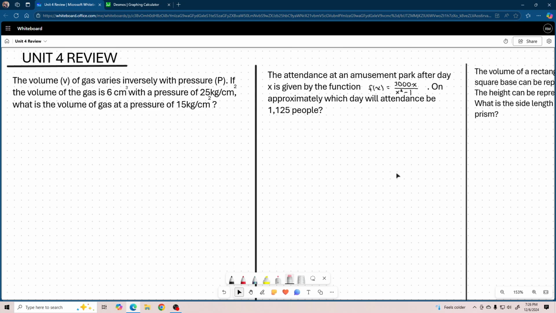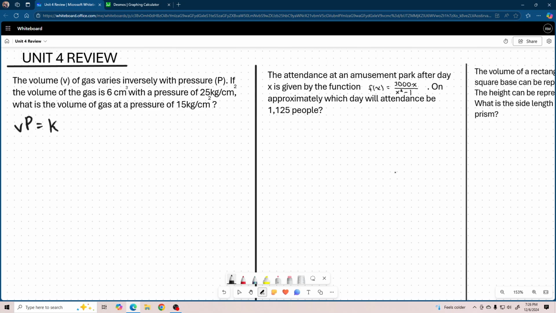The volume V of gas varies inversely with pressure P. If the volume of gas is 6 centimeters cubed with a pressure of 25 kilograms per centimeter squared, what is the volume of gas at a pressure of 15 grams per centimeter squared? Now, the first key is that it tells us that our gas varies inversely with the pressure, which means there's a couple ways we can write this. We can say V times P is going to equal K, where V is our gas, P is our pressure, and K is the scale factor of the problem. You can kind of look at it as like the slope, right?